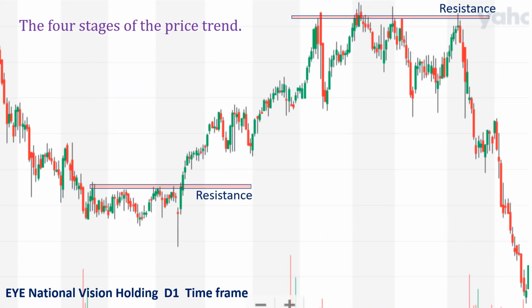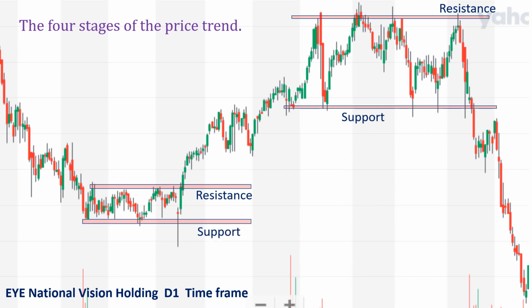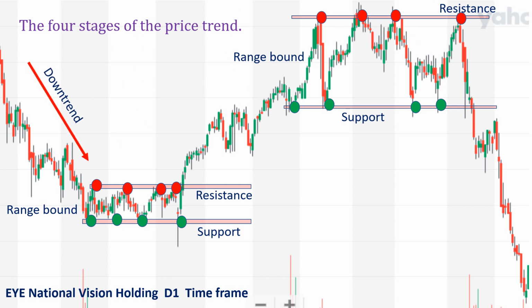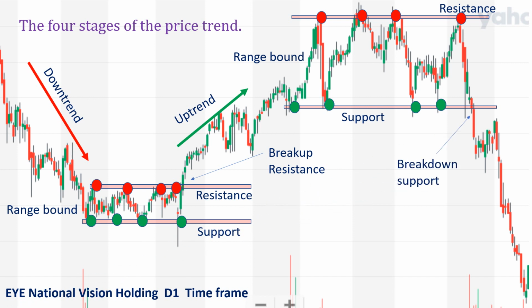The 4 stages of the price trend. This is the price trend. This is the horizontal resistant areas. These are the support areas, number of touches in resistant area, number of touches in support area. These are the 2 range bound zones. The price is coming down and entering the first range, breaking the resistant area and going upward and entering the next range. The price breaks the support and finally goes downward.